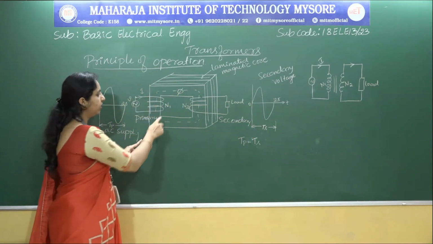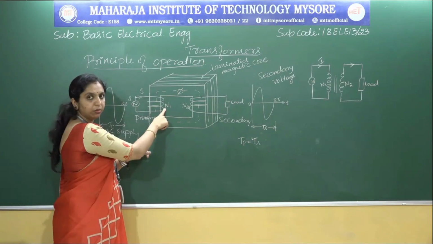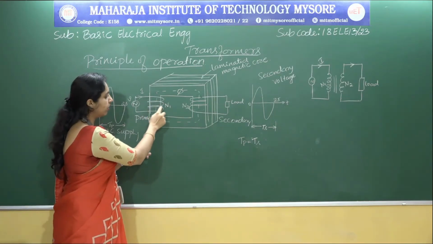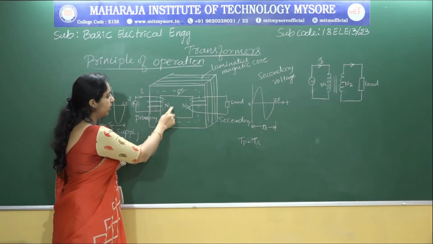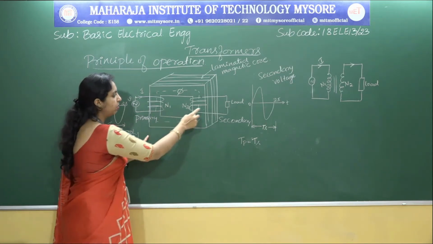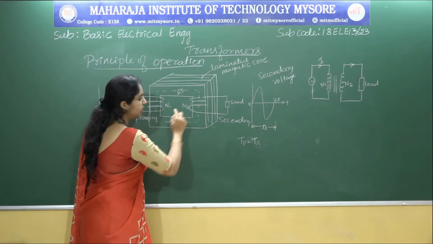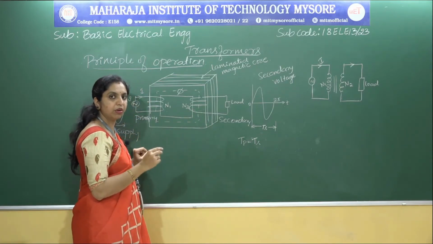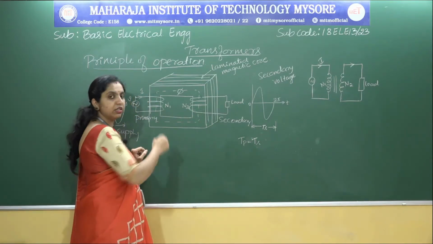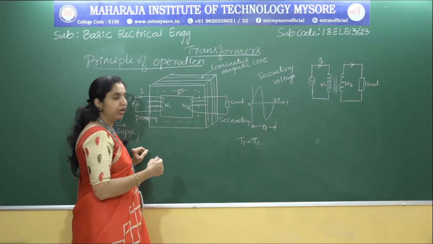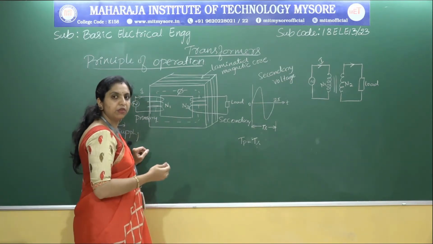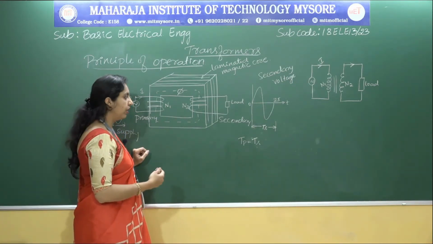With this primary winding with N1 number of turns, we can have any number of turns here. Let us call this N1, and similarly we can have any number of turns at the secondary and we call this N2. N indicates the number of turns; N1 indicates the number of turns in the primary winding and N2 indicates the number of turns in the secondary winding.